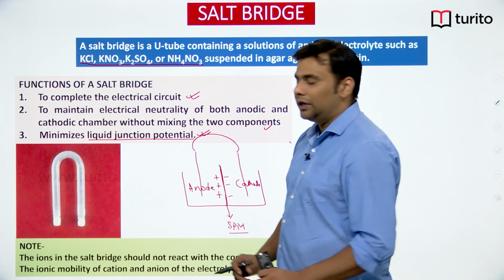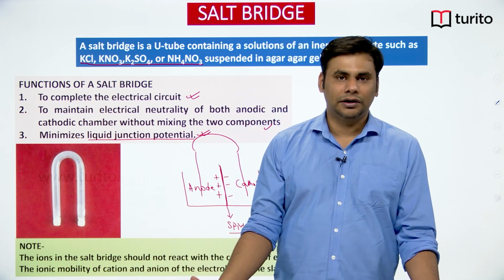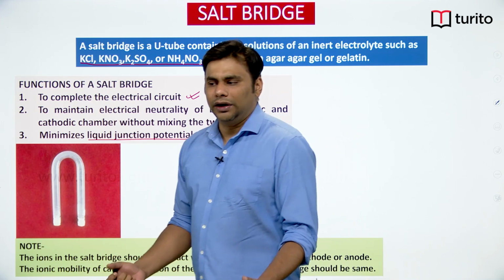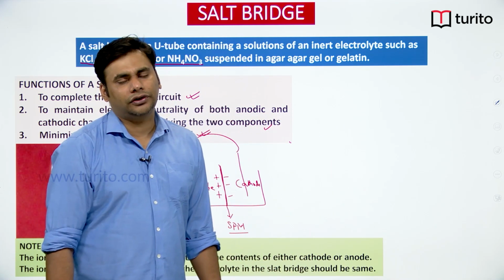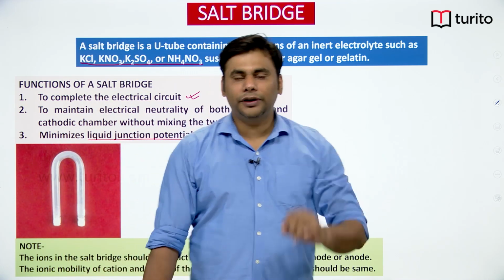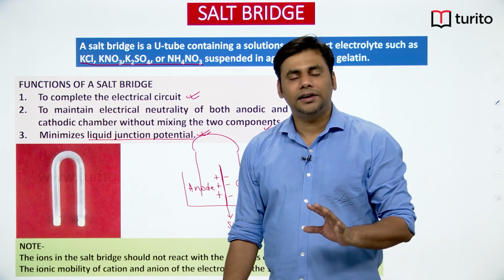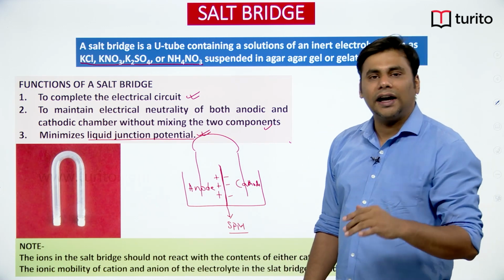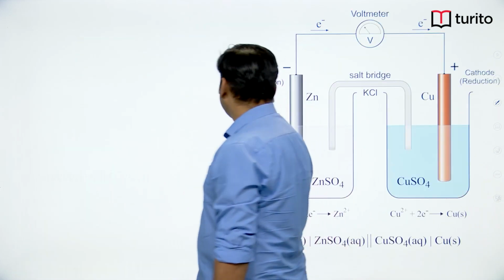The components of the salt bridge should not go into the solution and react with the solution. That is the one thing, because if a reaction happens, again there would be a decrease in the concentration of ions, and again we will not be able to extract current from it. So the components present in the salt bridge should not react with the cations and anions in the solution. Second, the ionic mobility of the cation and anion of the electrolyte should be the same. Hope this is clear to you.